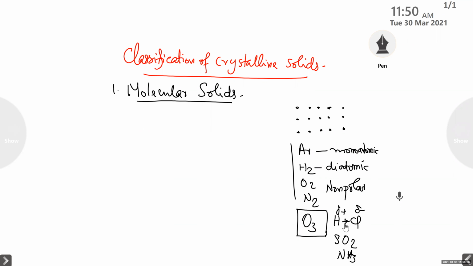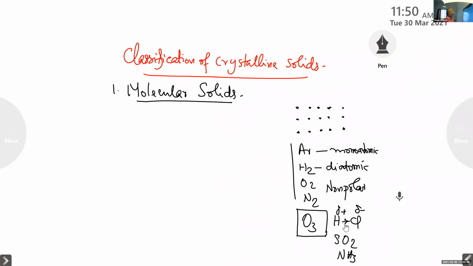The bond between water molecules is the hydrogen bond. So there is a strong hydrogen bond between water molecules. In molecular solids, there will be molecules at the definite points. The definite points have got a name that we'll see later, not now. Just wait. So they are composed of molecules.